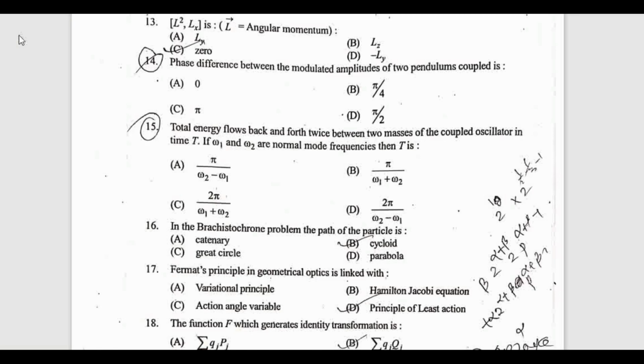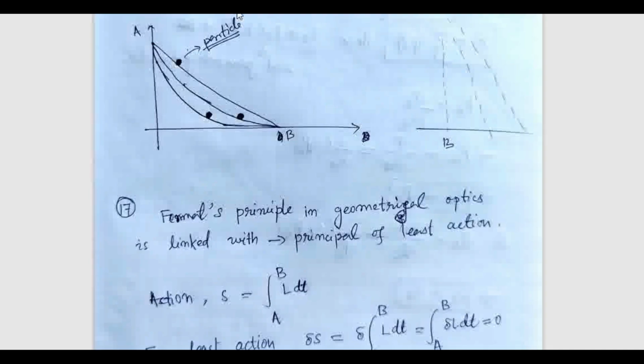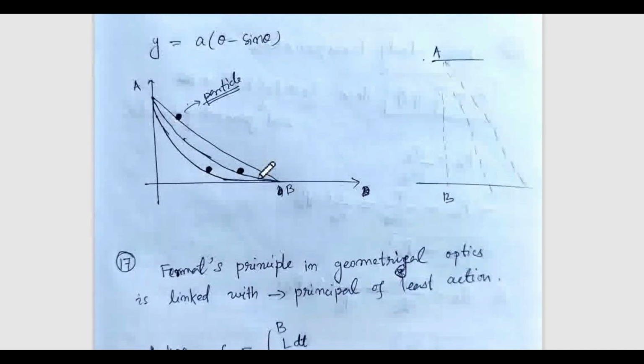In our third lecture, we had completed up to the 15 number question, and in today's lecture, let's start from the 16 number question. The 16 number question was about the brachistochrone problem. It has asked to find the path. We know that any particle in the brachistochrone problem follows a cycloid path, and let's see what the nature of this path is.